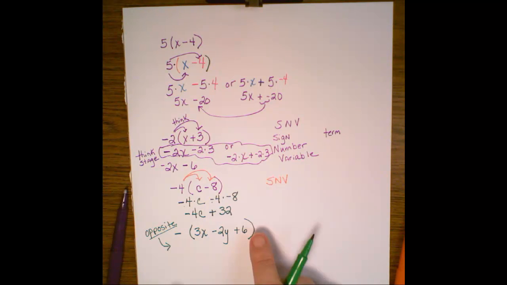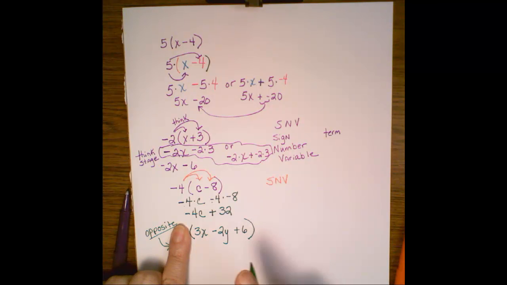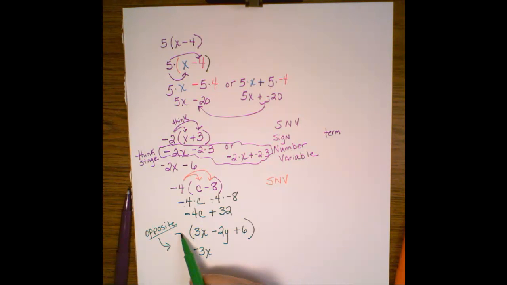The opposite of a 3x is a negative 3x. The opposite of a negative 2y, or subtracting 2y, is to add 2y, and the opposite of adding 6 is to subtract 6. And it just becomes the opposite.